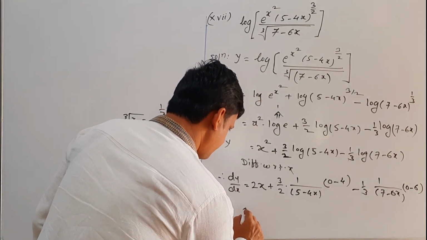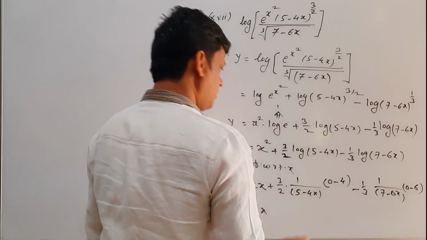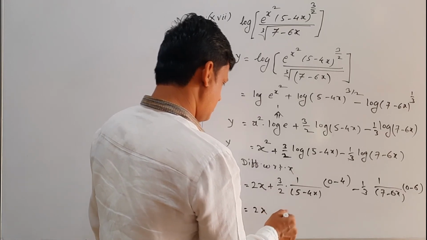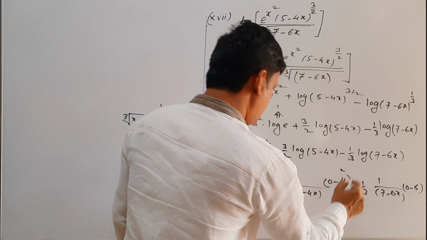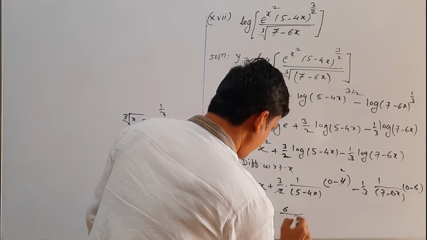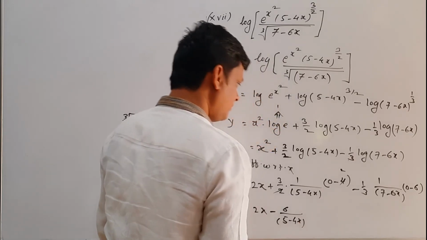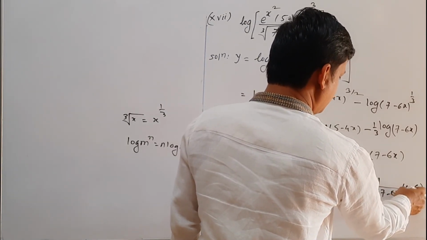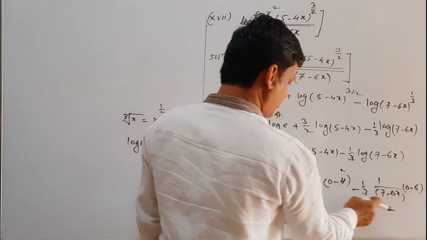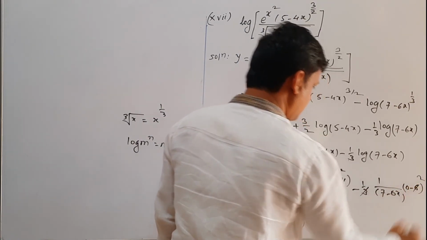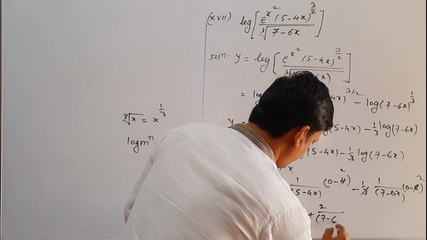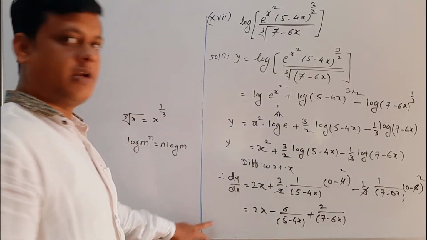Now simplify this. So 2x, 0 minus 4 is minus 4. So here plus minus gets minus. So when we divide 2 into this 4, we get minus 2. So we get here minus 6 upon 5 minus 4x. Here this minus gets plus, because 0 minus 6 is minus 6. So we divide 3 into 6. We get 2, so we write here minus minus plus, so 2 upon 7 minus 6x, which is the required derivative.